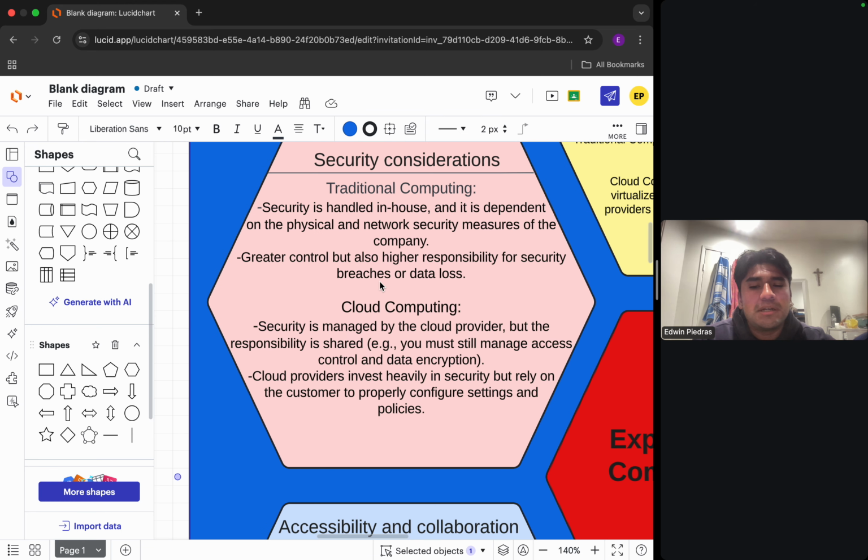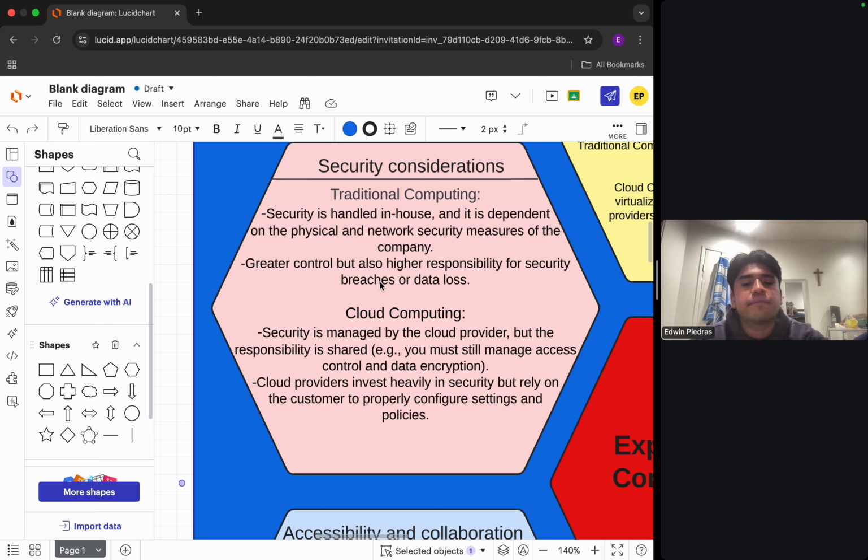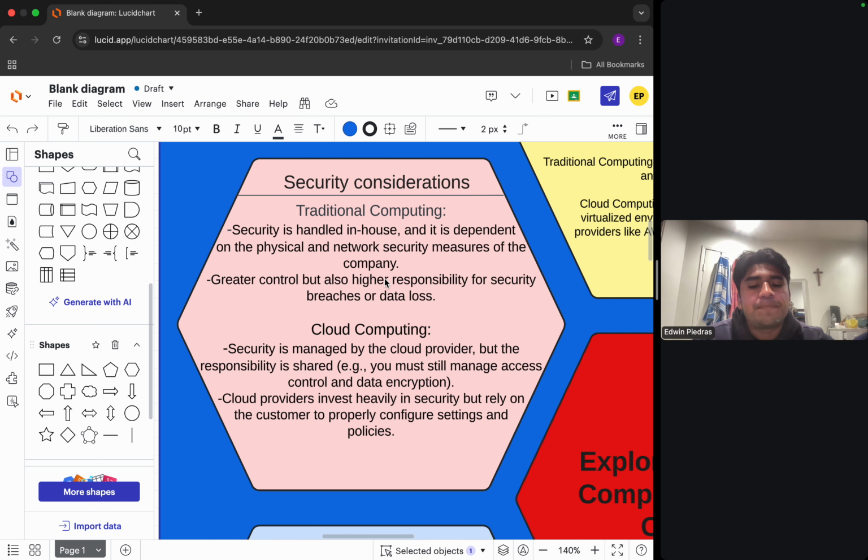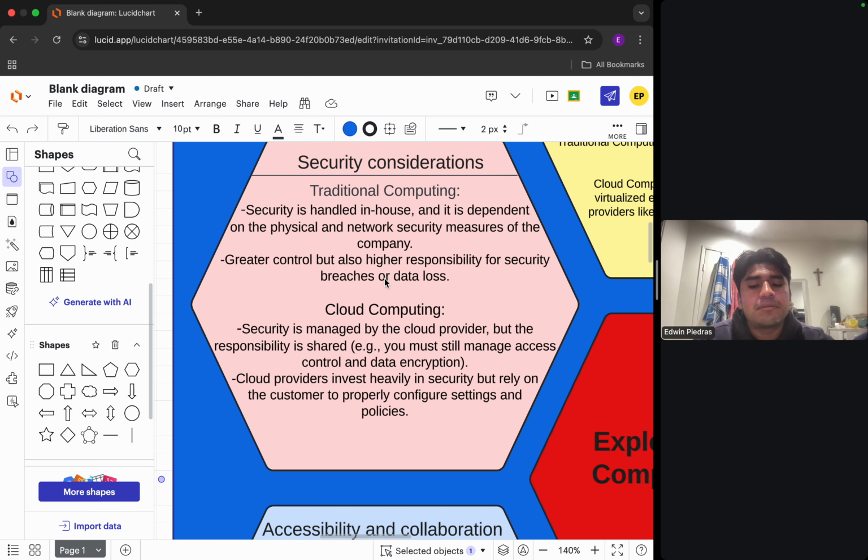And lastly, we've got the security considerations. So for this one, traditional computing, the security is handled in-house, and it's dependent on physical and network security measures of the company. It is of greater control, but of higher responsibility.